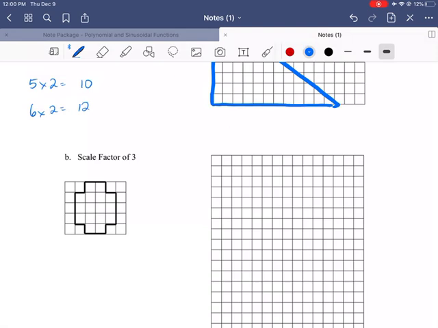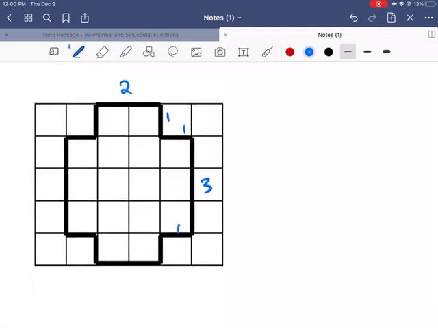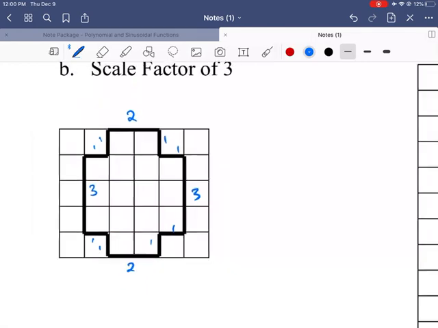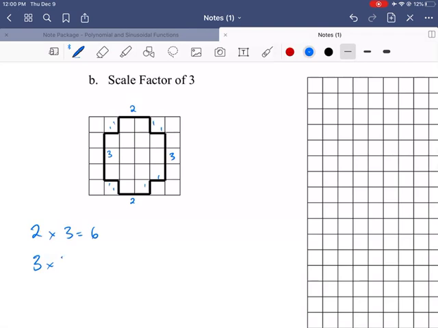So scale factor of 3, let's go around and just count up the dimensions of each thing. So this is 2, 1 and 1. This is 3, 1 and 1, 2, 1 and 1, and 3, 1 and 1. So really we just have to do 3 calculations. 2 multiplied by the scale factor of 3 is 6. 3 multiplied by the scale factor of 3 is 9. And 1 multiplied by the scale factor of 3 is 3.